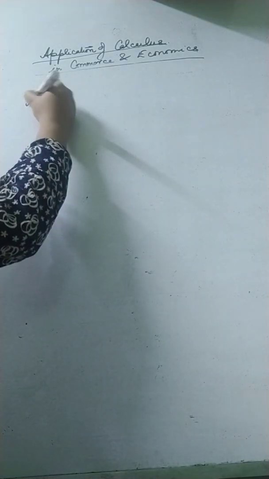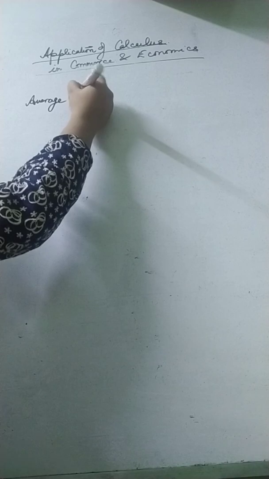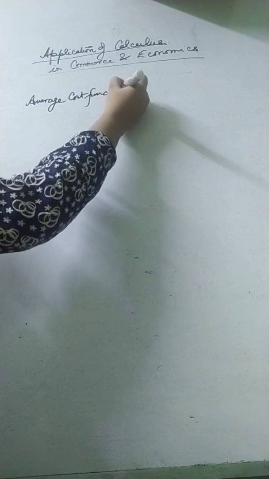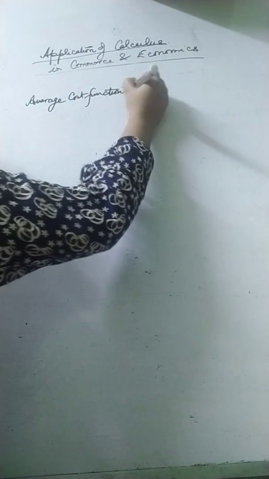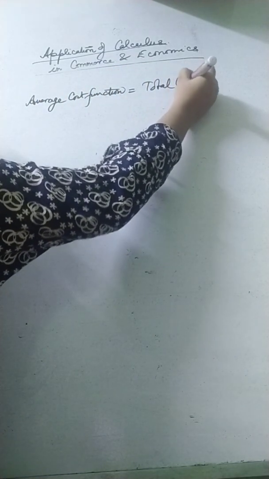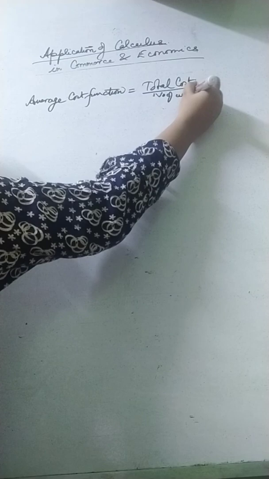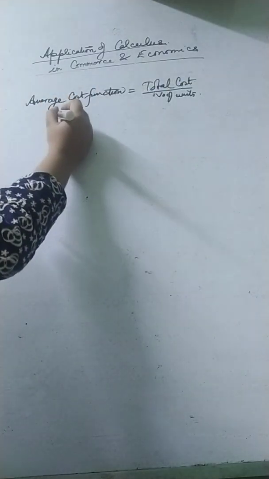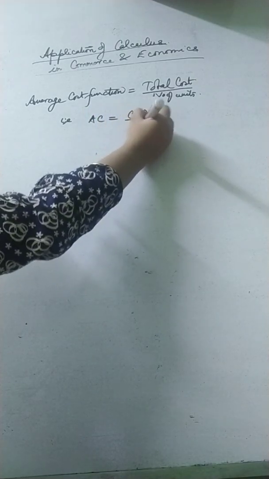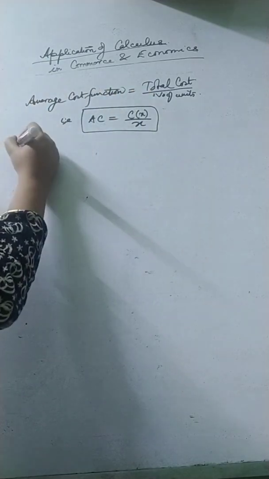We can get an idea of the average cost function. Average means what? Total by number of units, isn't it? When you do average in general, what do you do? Sum of the values by number of observations. So here also same thing. It's going to be the total cost involved by the number of units that you are going to manufacture and sell. In short, AC is equal to C(x) by X. This is your average cost function.